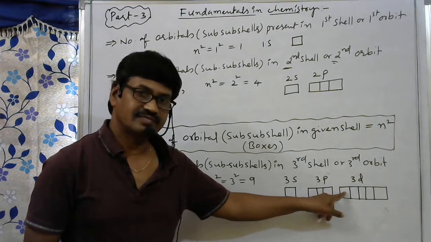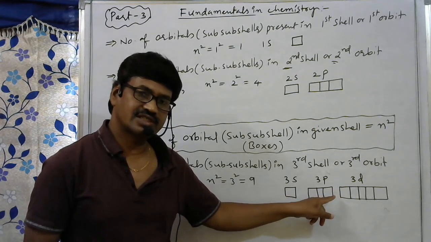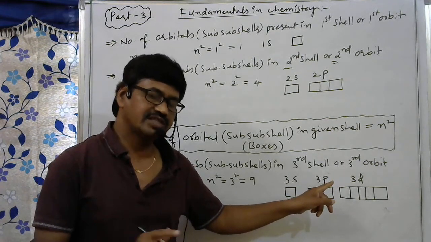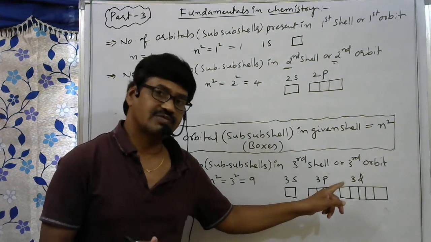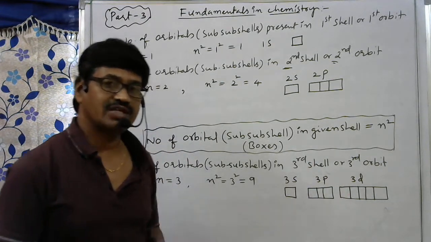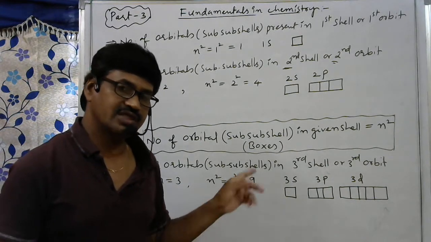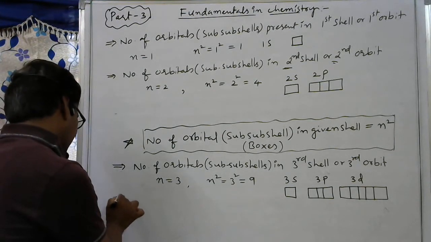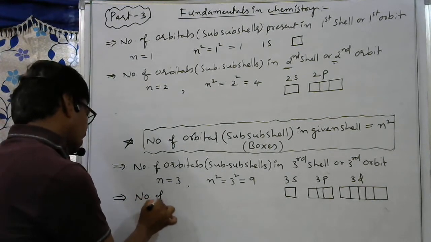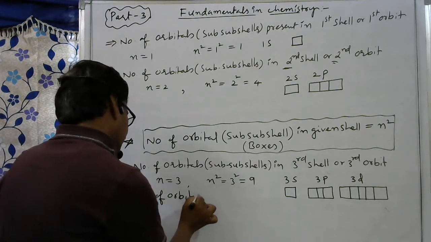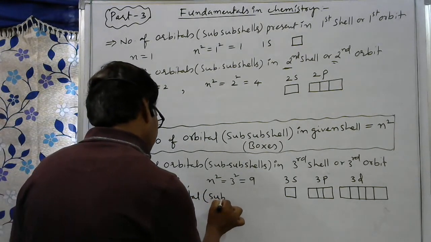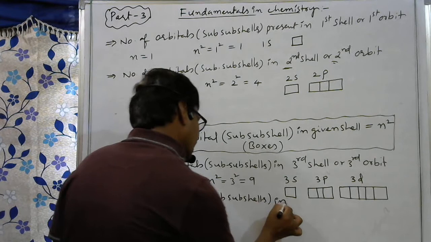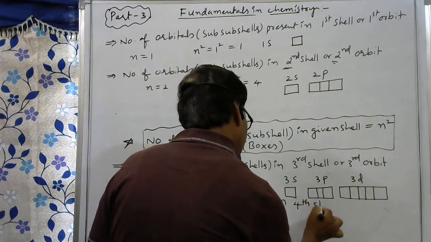Here 3d: dxy orbital, dyz orbital, dxz orbital, dx square minus y square orbital, dz square orbital. Like that we have 5 orbitals. Those orbitals only, here we are considering as subshells. Similarly, if you take the number of orbitals, otherwise subshells, in the fourth shell.